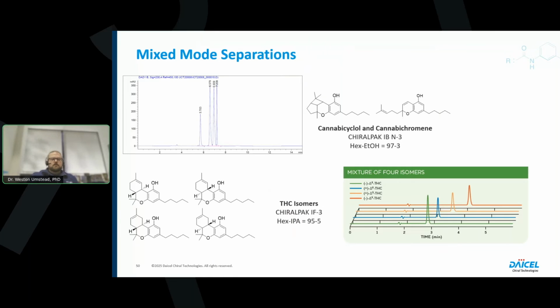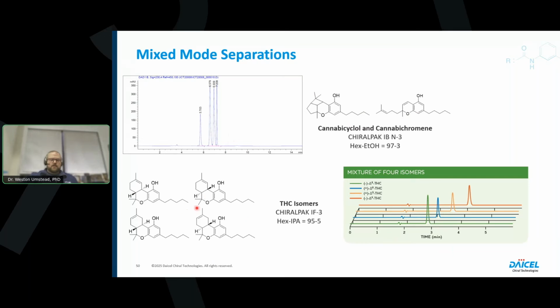But our chiral columns are not limited to just separations of chiral molecules. They can also be used for what I have noted here as mixed mode separations, or mixtures of enantiomers and diastereomers, or enantiomers with structural isomers. So here you've got an example of cannabicyclol, which is itself chiral, and cannabichromene, which is also chiral, but comparing them to each other, no relation. You're doing a mixed mode separation here, nice four peaks resolved.